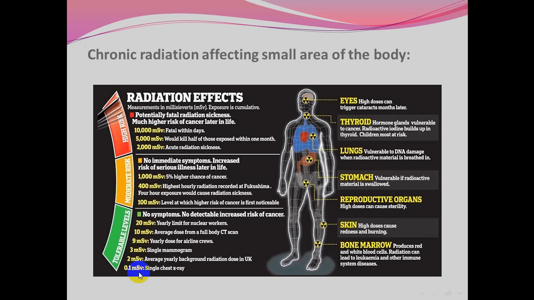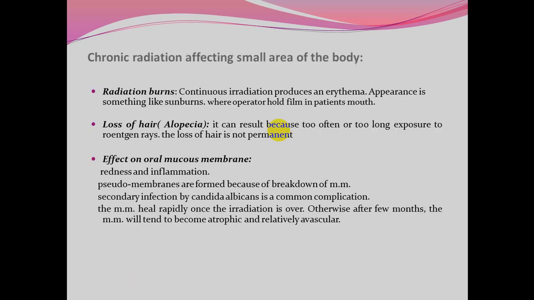This diagram represents the common organs that will be affected by the irradiation, which may be eyes, thyroid, lungs, stomach, and reproductive organs, which are commonly affected and should always be protected. Skin, bone marrow. Okay. Now we will take apart and define some organs or parts of the body that may suffer from exposure to radiation.